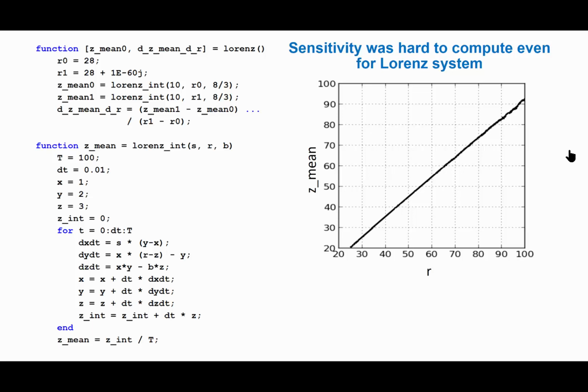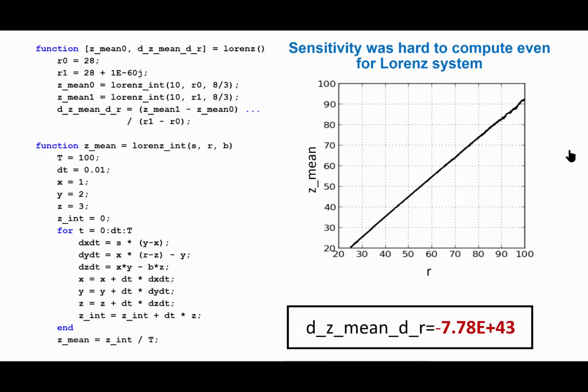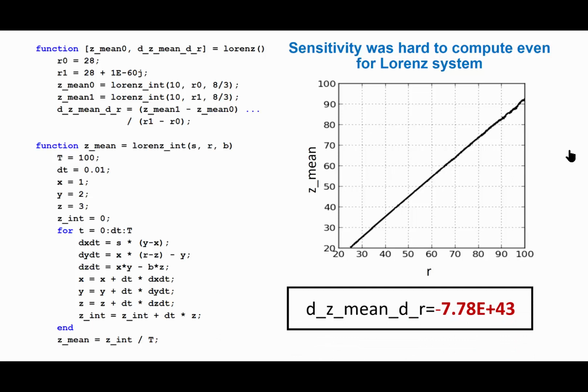So let's see what this produces. First of all, the sign is wrong. There is a minus sign here. And the magnitude is off by about 34 orders. All right. So what's the problem here?